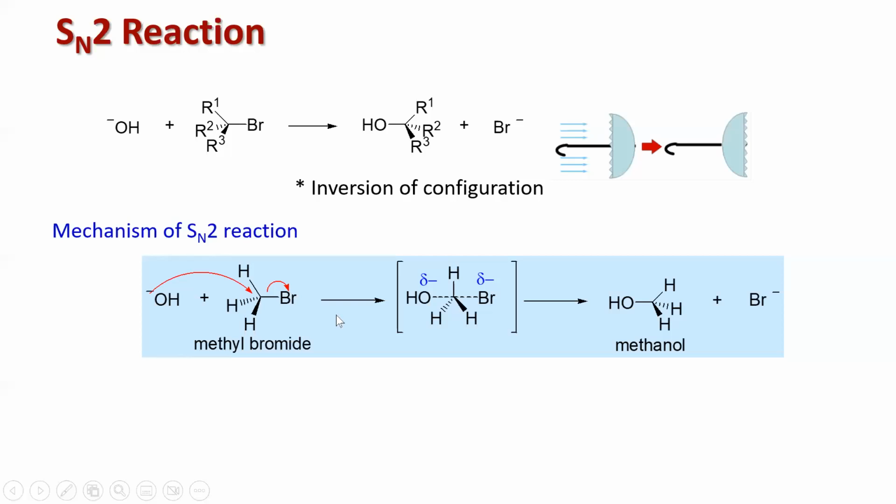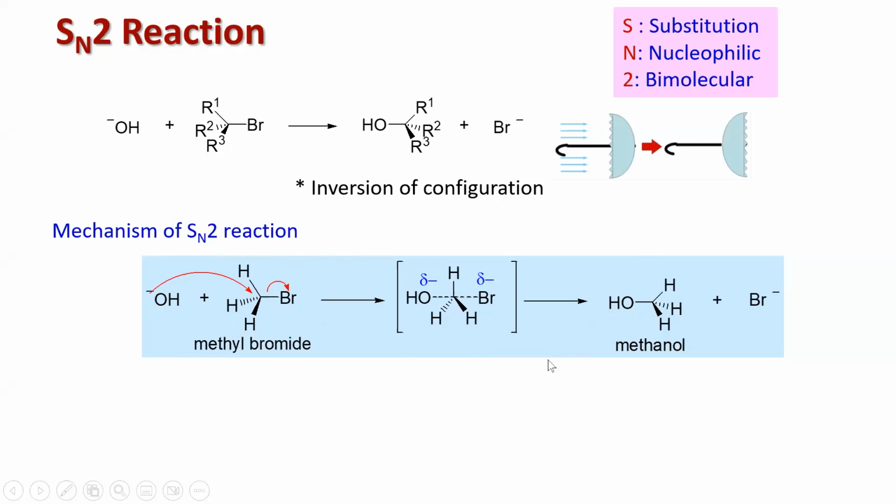So I hope it is very clear to you now what is happening. The existing bond is broken and a new bond is formed, and you can see the OH is approaching from this side, and the leaving group leaves from this side, and the new bond is formed like this from the opposite side where the bromine was attached to the molecule.